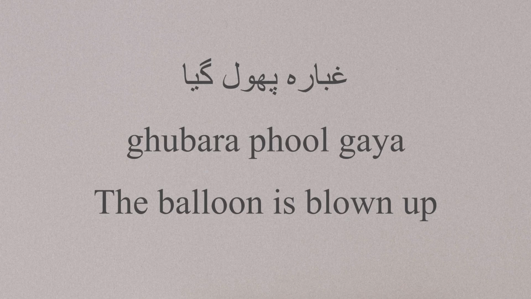Gubara phul gaya. Gubara is a balloon and it's a masculine subject. Gubara phul gaya. Therefore, the ending of the verb jana is becoming gaya. I made a series of lessons on past simple tense, so if you don't understand the conjugations, go watch those videos.